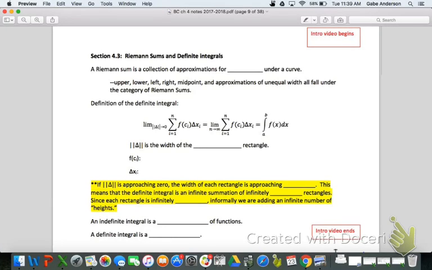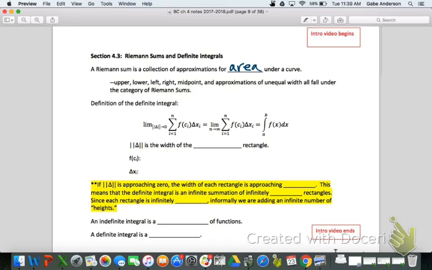All right, this is the intro video for AP Calculus BC, section 4.3. We're going to be bringing 4.1 and 4.2 together somewhat here with Riemann sums and what we call definite integrals. So let's remind ourselves that a Riemann sum is a collection of approximations for area under a curve.